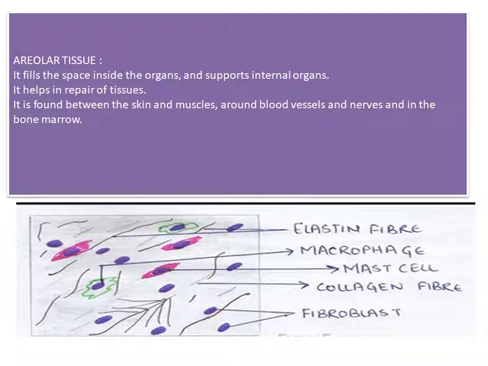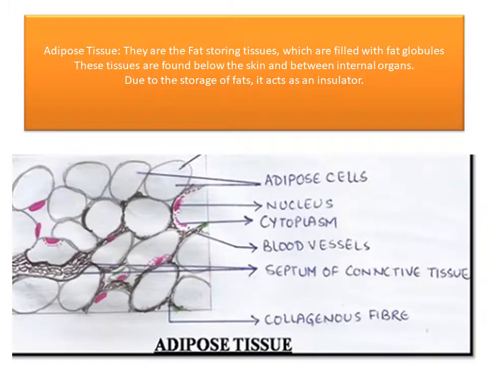This point is very important and is usually asked as a one-liner question in the exams: which tissue helps in the repair of tissue? It is areolar tissue. It is found between the skin and muscles, around the blood vessels, nerves and in the bone marrow also. Children, you can see over here there are different types of fibers present. Elastin fiber is there, collagen fiber is there, mast cell, macrophage and fibroblast. So many different types of cells and fibers make your areolar tissue, right?